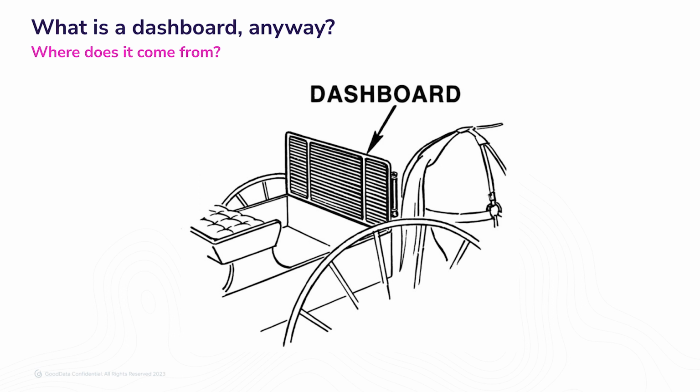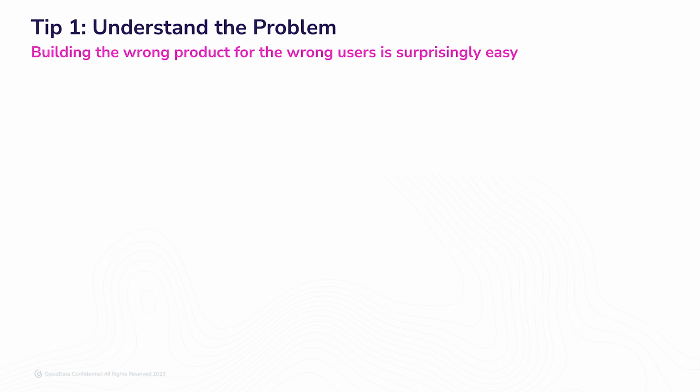So yeah, those coachmen were actually our first users, and over centuries, this term was also used in car dashboards, for example, with the instrument clusters. But currently, we are talking mainly about business intelligence dashboards, and that's our topic for today. So we left the carriages and continue with business intelligence. Tip number 1 is to understand the problem, because building the wrong product for the wrong users is surprisingly easy.